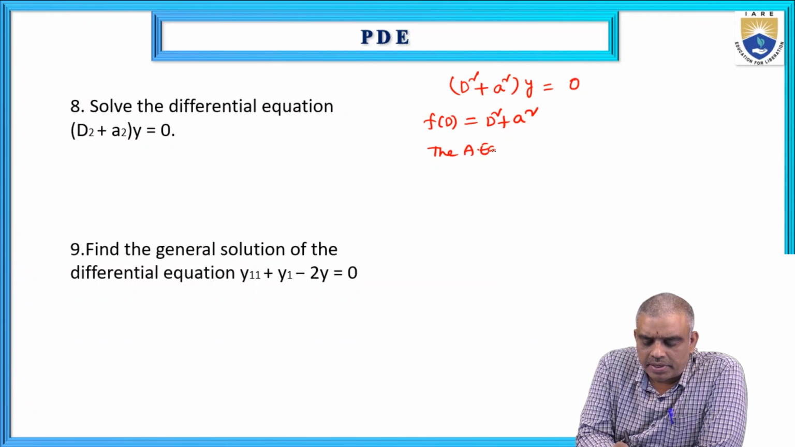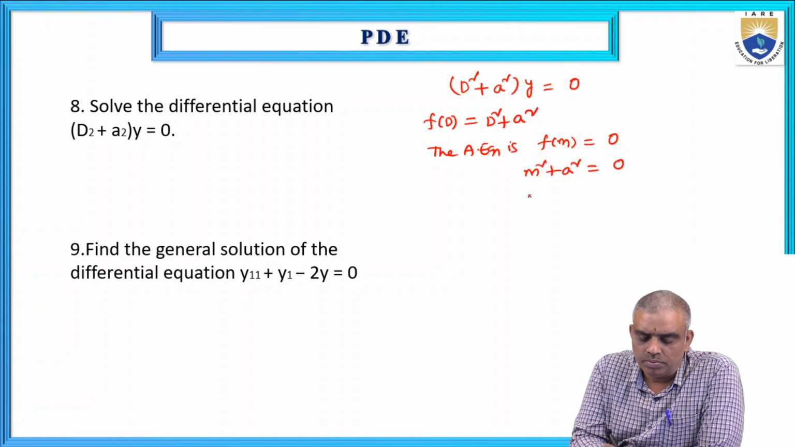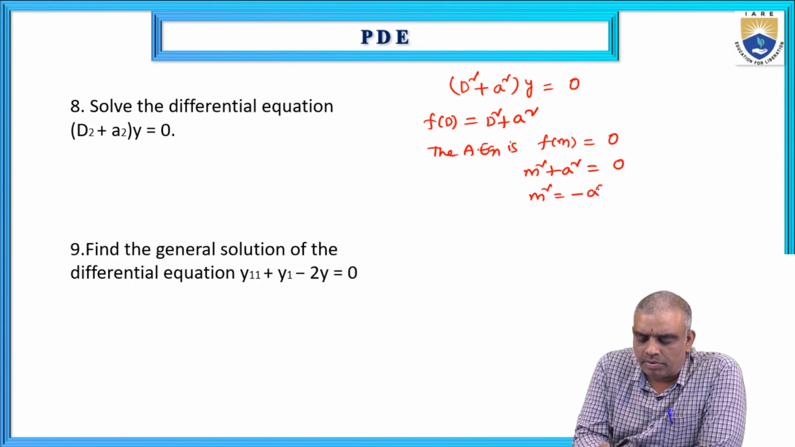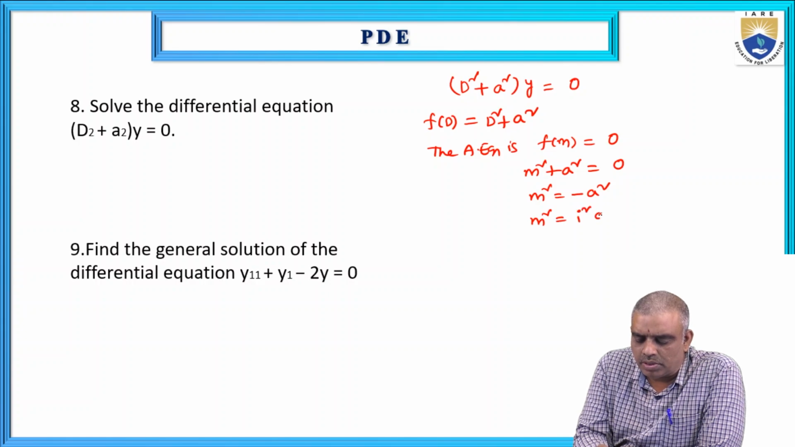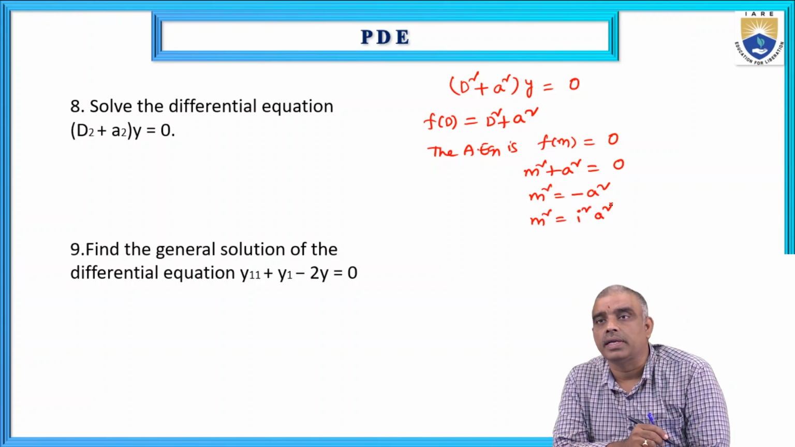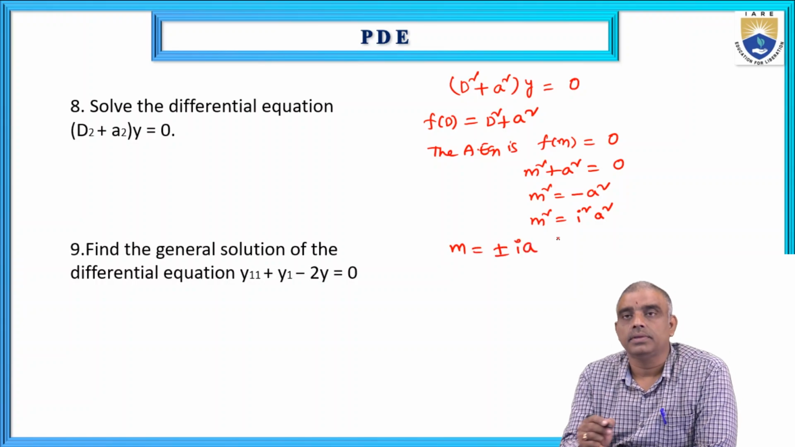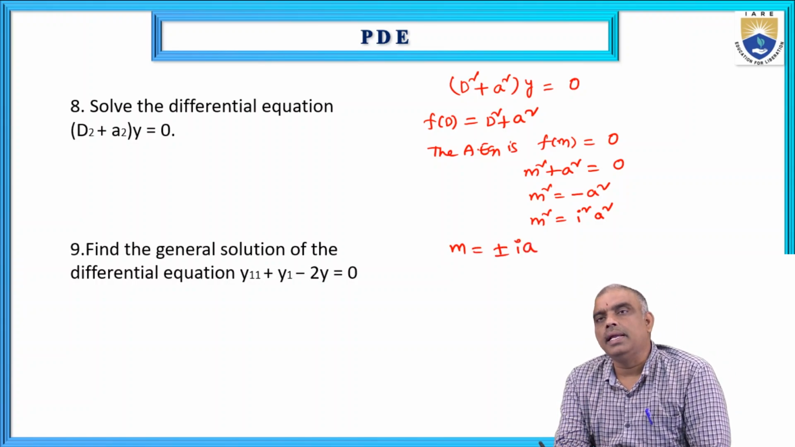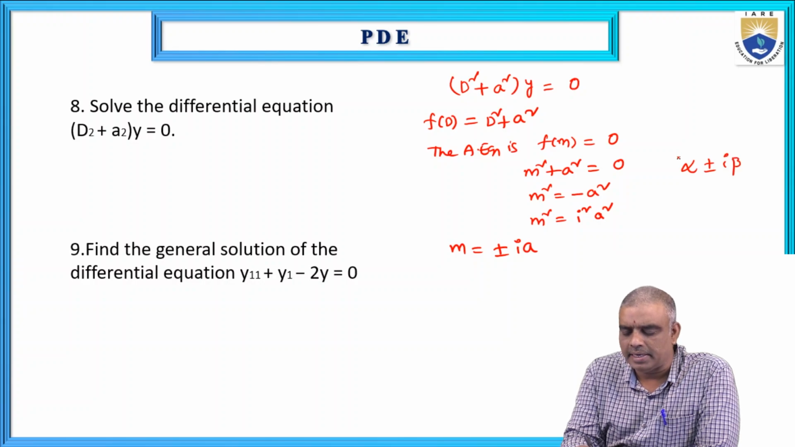The auxiliary equation is f(m) = 0, that is m² + a² = 0. m² = -a², or m² = -1 times a², so the m value is ±ia. The roots are complex roots. There is no real root here. It is in the form alpha ± i beta.